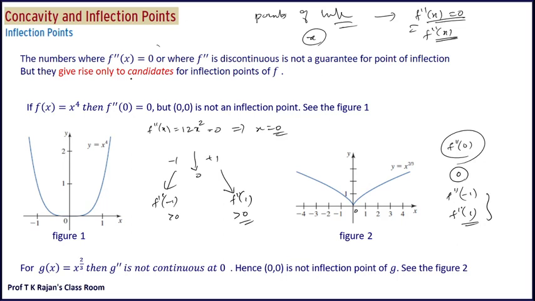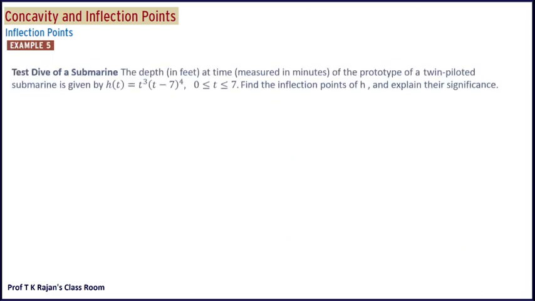So this result says that even if f double dash x is equal to 0 or f double dash does not exist at some point c, then c is only likely to be a point of inflection, not always. So this is an example: f(x) equals x raised to 4, and similarly g(x) equals x raised to 2 by 3 are functions having no point of inflection. In the first case the second derivative becomes 0, and in the second case the second derivative does not exist.